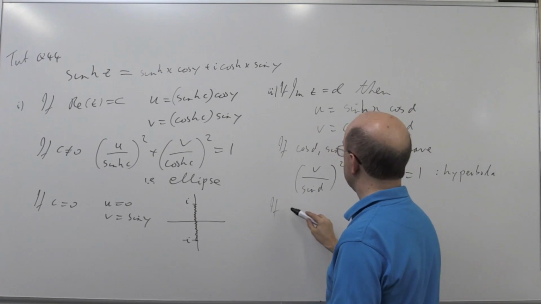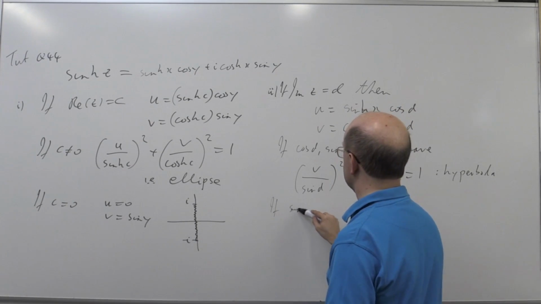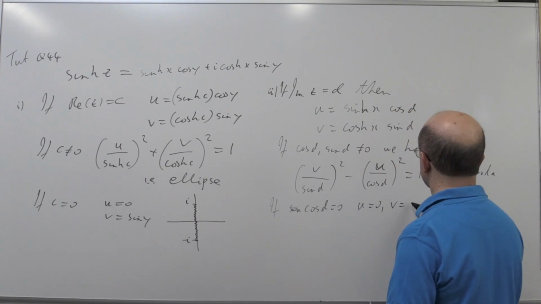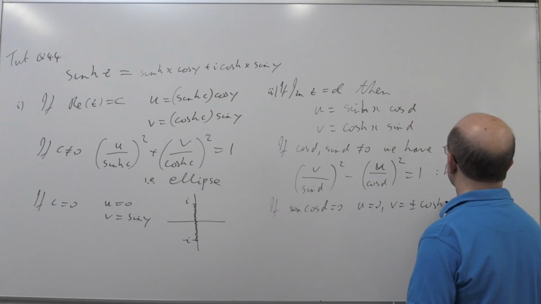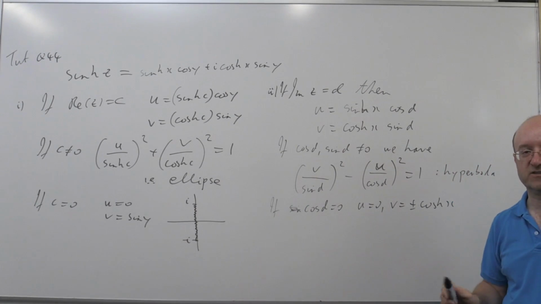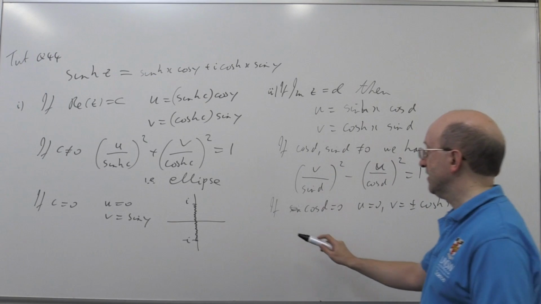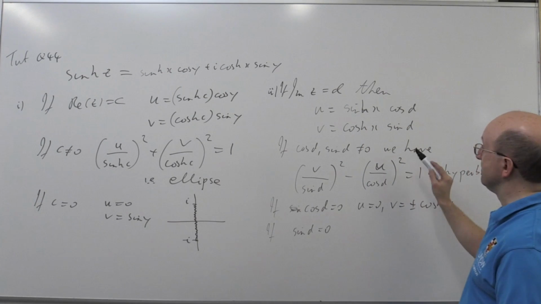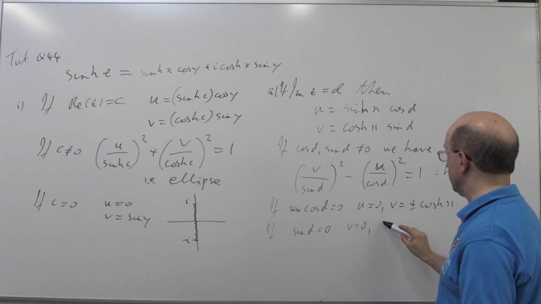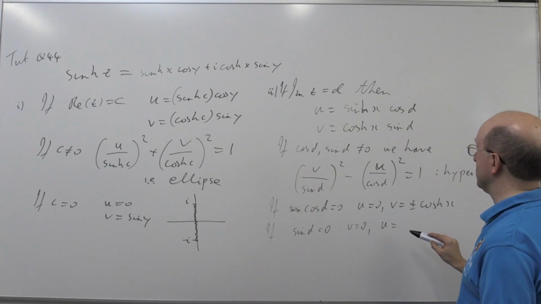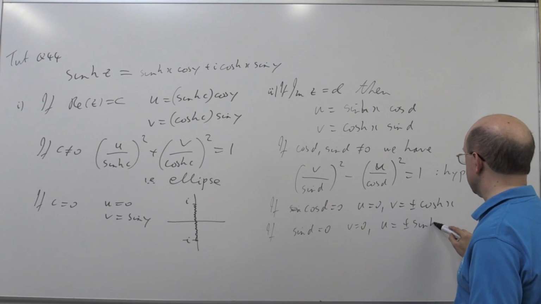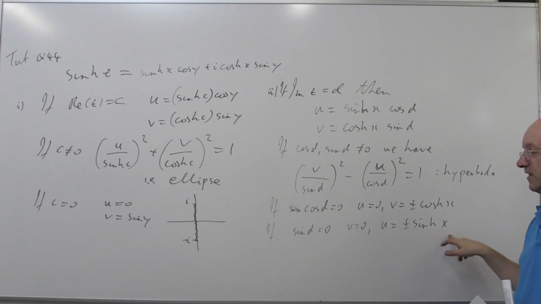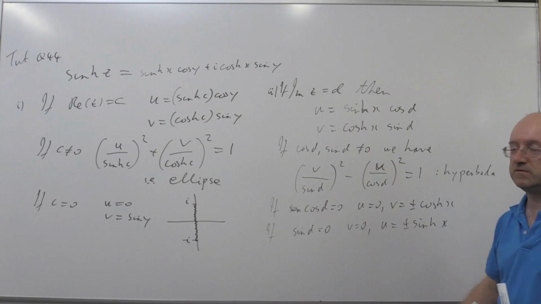If cos d, sorry, I did the cos first, I was talking cos there. If cos d equals 0, u equals 0, and v is plus or minus cosh x. That's part of the imaginary axis from i upwards or minus i downwards. If sin d equals 0, then v equals 0, and u is plus or minus sinh x. Well, that doesn't actually make too much difference because the hyperbolic sine varies from minus infinity to infinity, so you'll get the whole real line forwards or backwards depending on the sign of this cosine here.